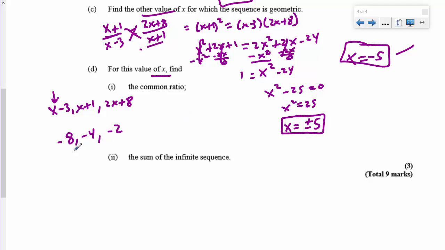To find the common ratio, we'll just take this term and divide it by the one in front of it. So r is going to equal negative 4 over negative 8. This is actually going to equal a positive 1/2. That's your common ratio for this progression.